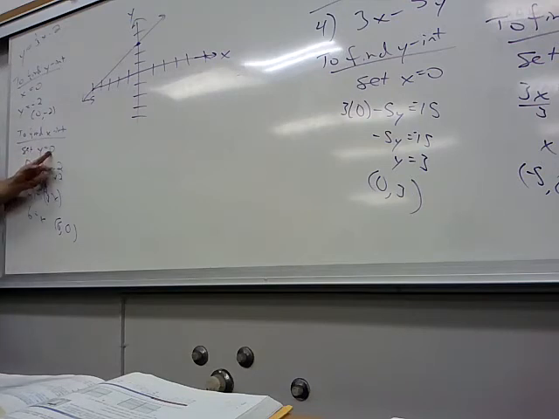The minute you set one of the variables equal to something, that will be part of your point. And then you come out with the other variable, that's the other part of the point. Don't ever forget both parts. Right? Okay.